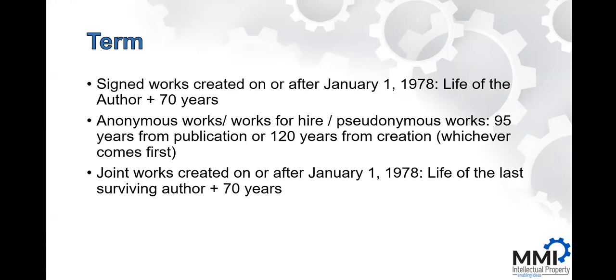So for example, the Beatles. Paul McCartney is still alive. John and George have passed away, but the term of copyright for the Beatles catalog in the United States will be after the last surviving Beatle passes away, plus 70 years after that. Yes, that's very long. It used to be a lot shorter than that.